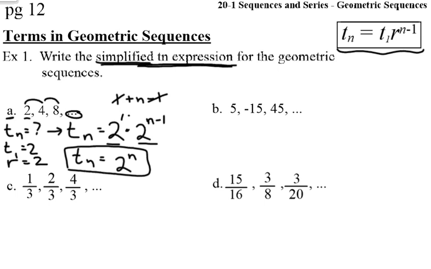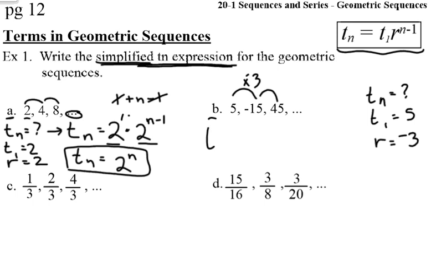So for B, what do we know about B? Well, we don't know how many terms there are or what the last term is. We know term 1 is 5. What else do we know? We know the R value. We looked at this one earlier this lesson already. Multiplying each term by negative 3, so R is negative 3.